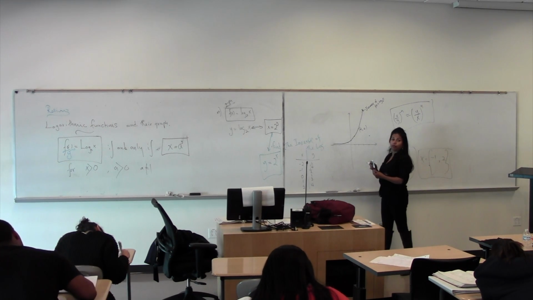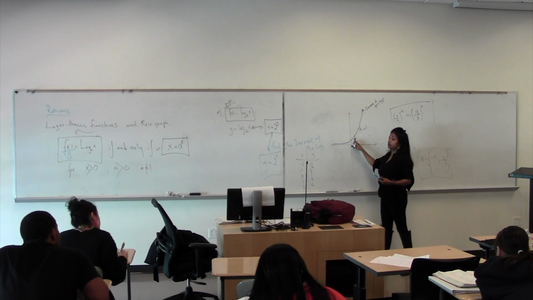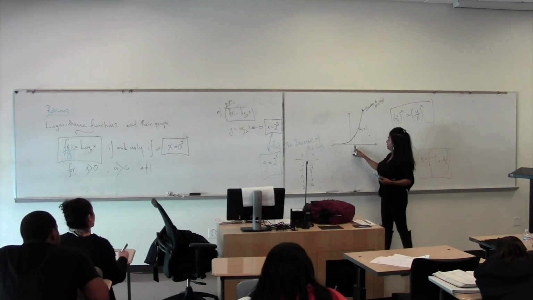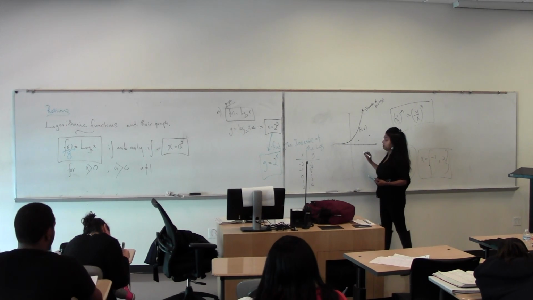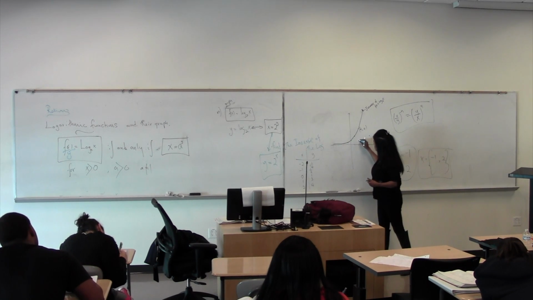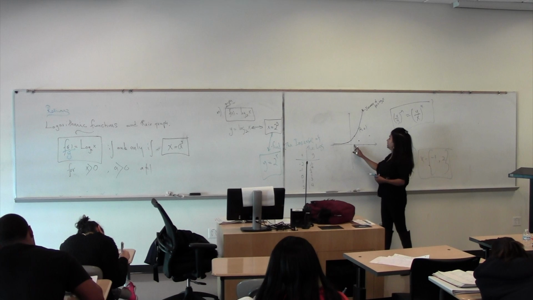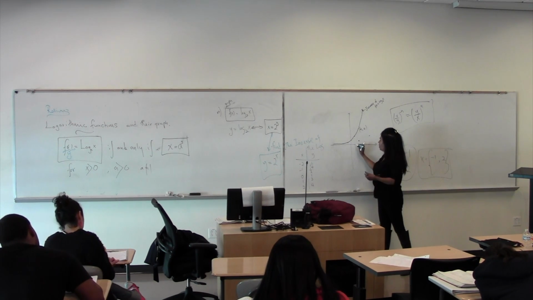What's the point here? 1 and 2. 1 and 2 is going to be 2 and 1. This is 2 and 1, guys. Right? What's the point here? 0, 1. And so this is 1, 0.